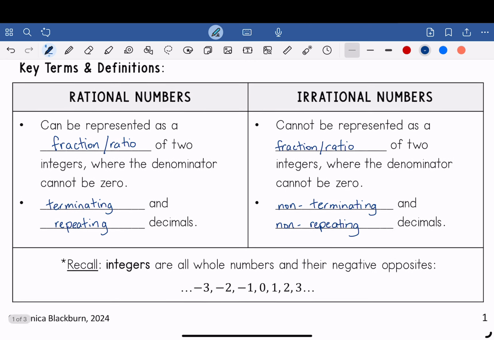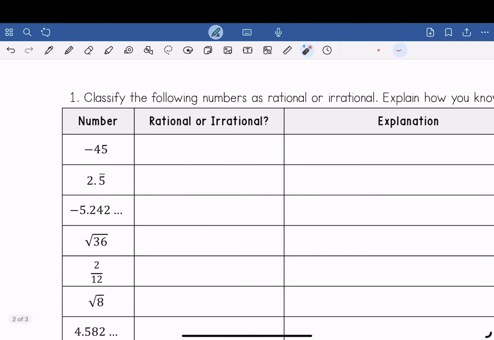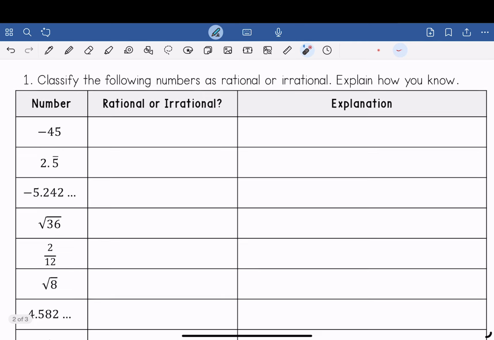And recall that integers are all whole numbers and their negative opposites. So -3, -2, -1, 0, 1, 2, 3, and so forth. Okay, so we have those definitions.